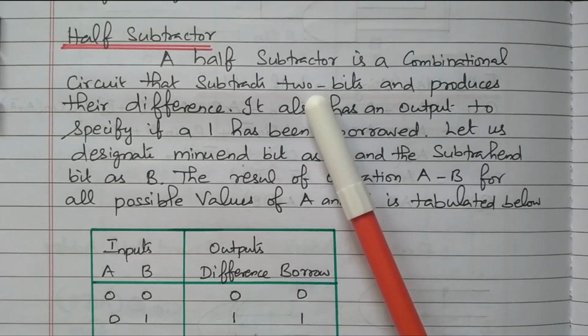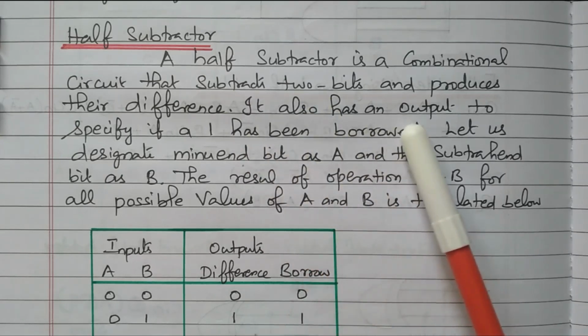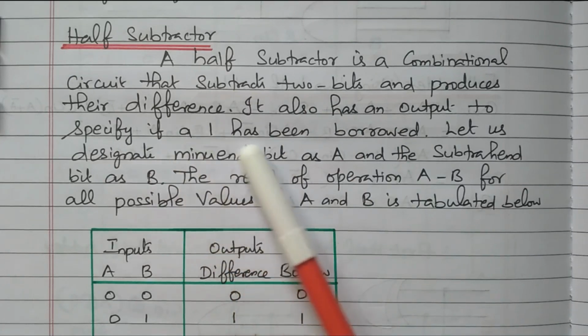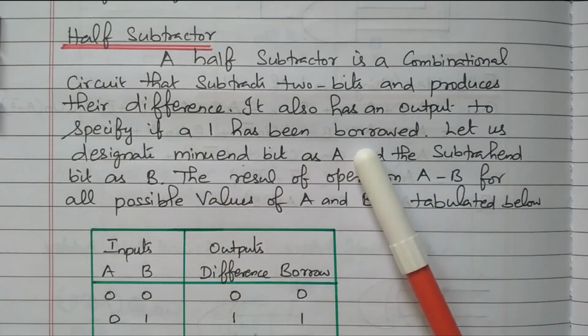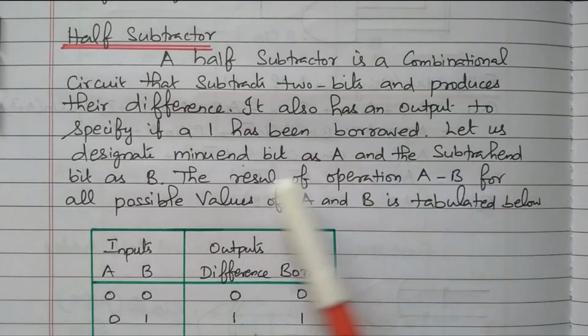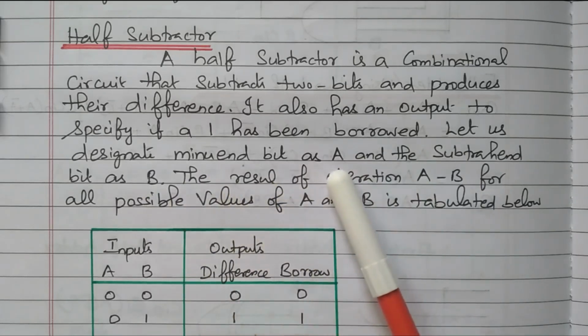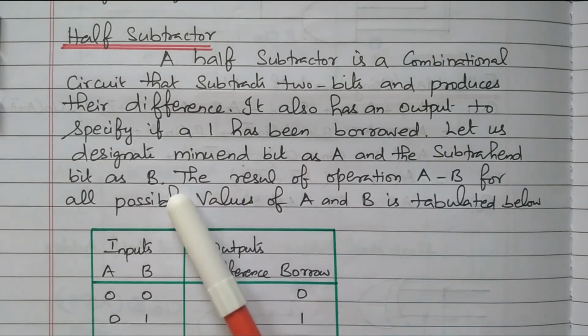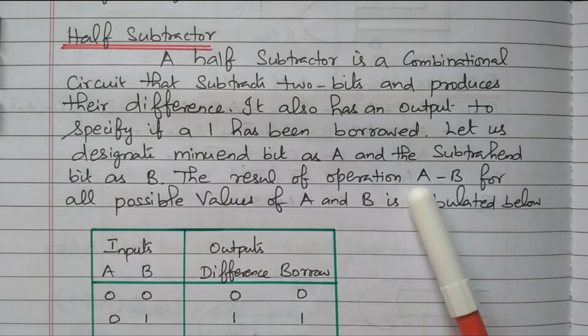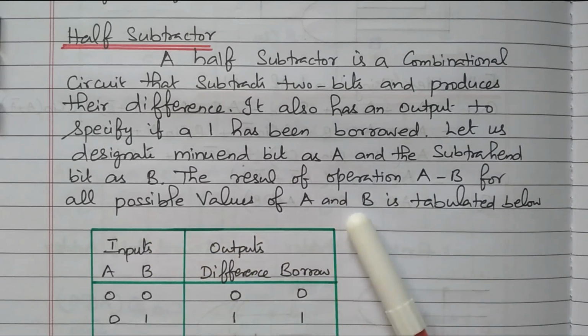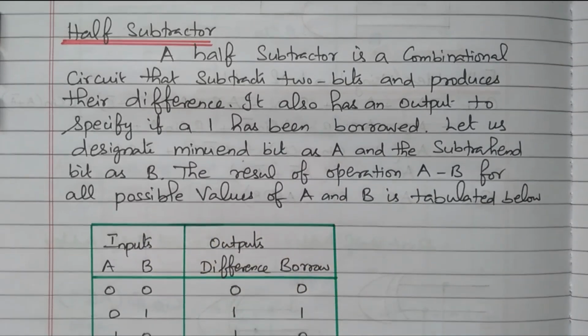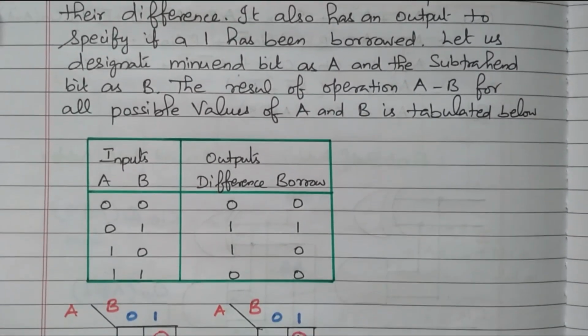A full subtractor will handle 3 bits. It also has an output to specify if a 1 has been borrowed, right? So it will give the details about the borrow also, whether the 1 is borrowed from the previous digit. So there are 2 inputs, A and B, and 2 outputs, difference and borrow. Let us designate the minuend bit as A and the subtrahend bit as B. The result of the operation A minus B, all possible values are tabulated below, right? So we will see the truth table of the half subtractor.